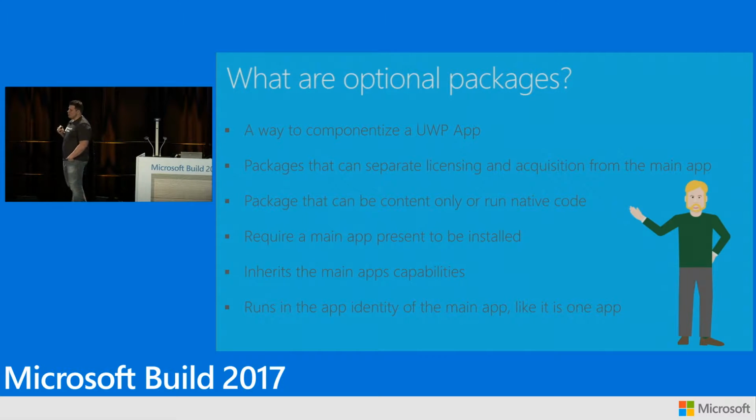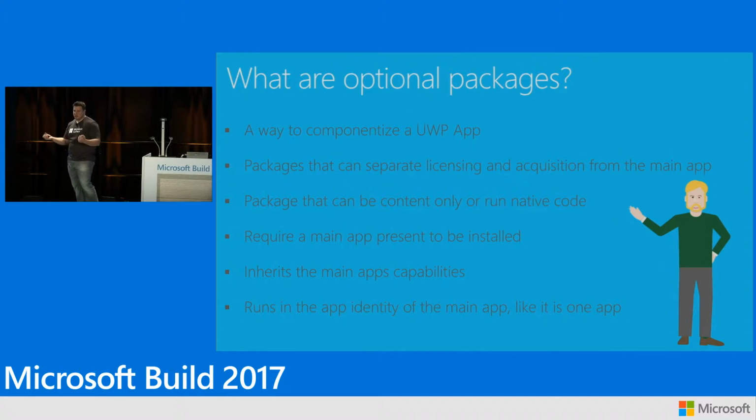When you install an optional package, while it might have a different package name, it always runs in the app identity of what we call the main app. So a main app needs to be present, whether it's your engine or your basic levels or whatever. And then the optional package is really just a separate payload coming down, and it assumes the identity of the main app, its capabilities and all that. So it really runs like it's just one app installed, but it's really two different units of distribution, allowing you the flexibility to separate out your app.